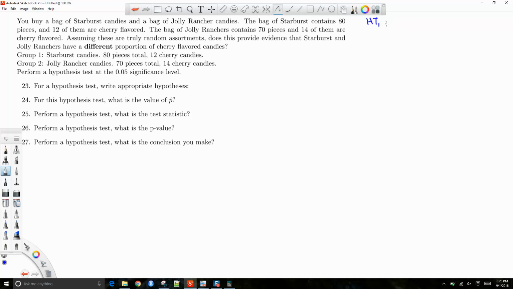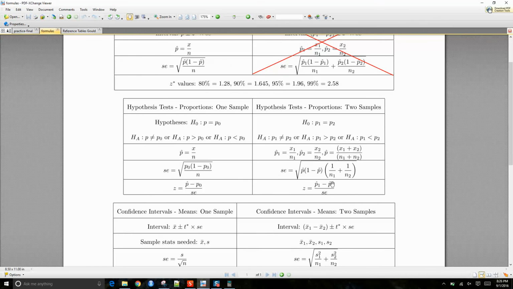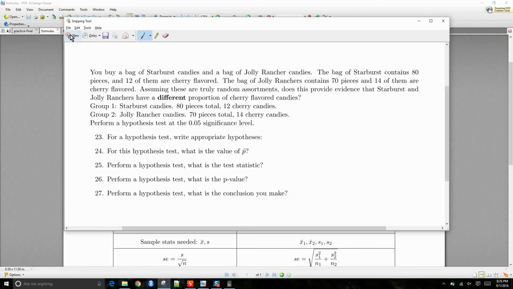Okay, so here we see that we're dealing with a hypothesis test. We are dealing with proportions because we're talking about whether a candy is cherry flavored or not. That's a categorical variable. And here we have two samples. So we have a hypothesis test, proportions, two samples. Let's use these values here, or these formulas.